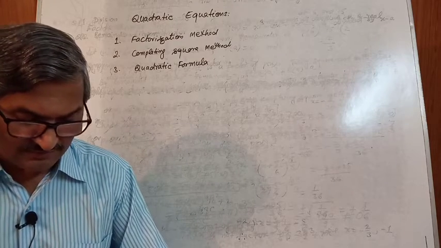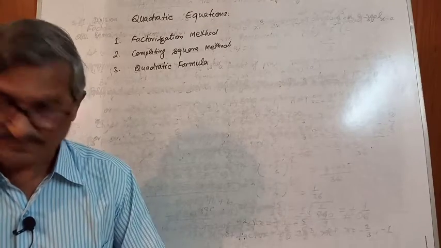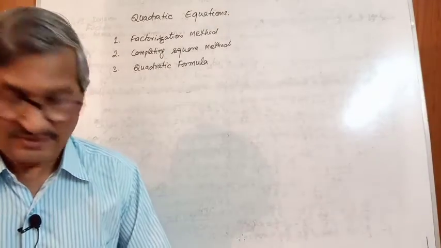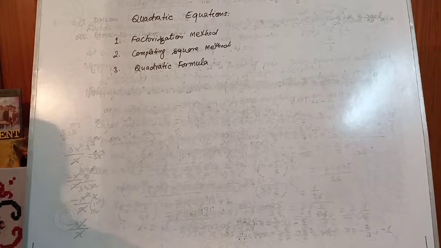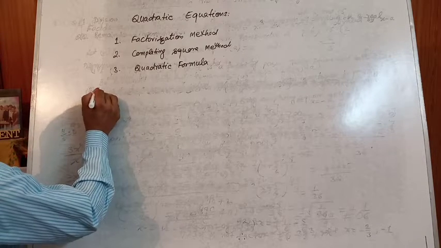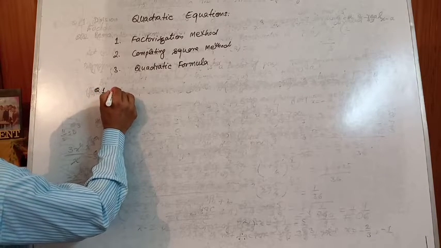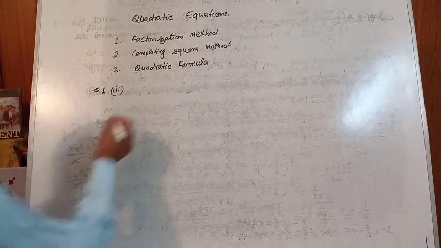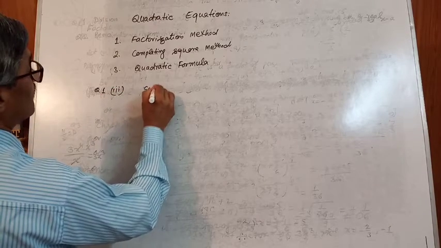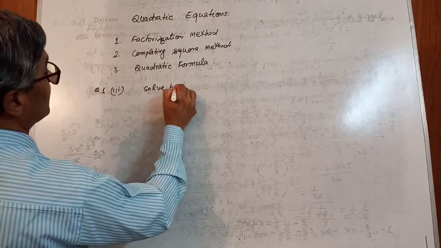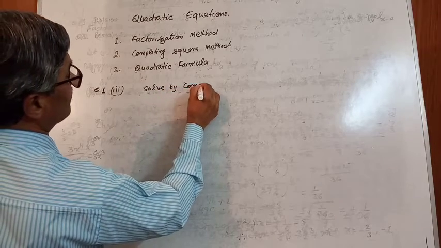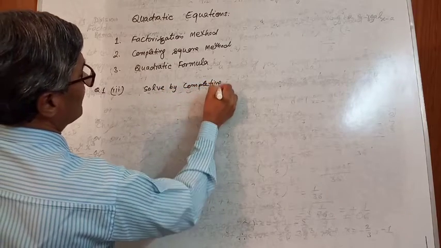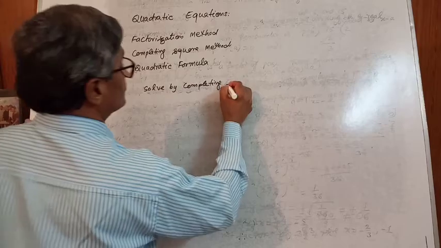We will solve one part here. The third question of the first, the first third part. The third part is 4x square, solve by the completing square method.